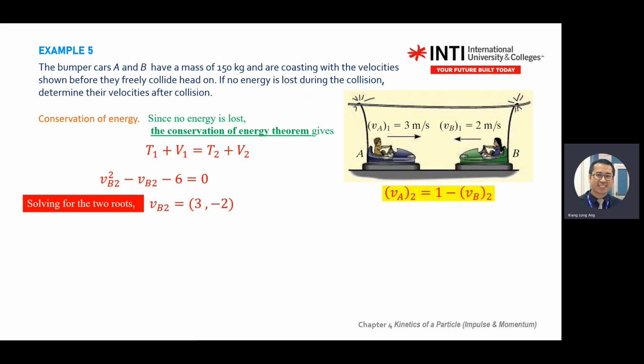Okay, previous class we stopped at example 5. Recall what is the principle of impulse and momentum.